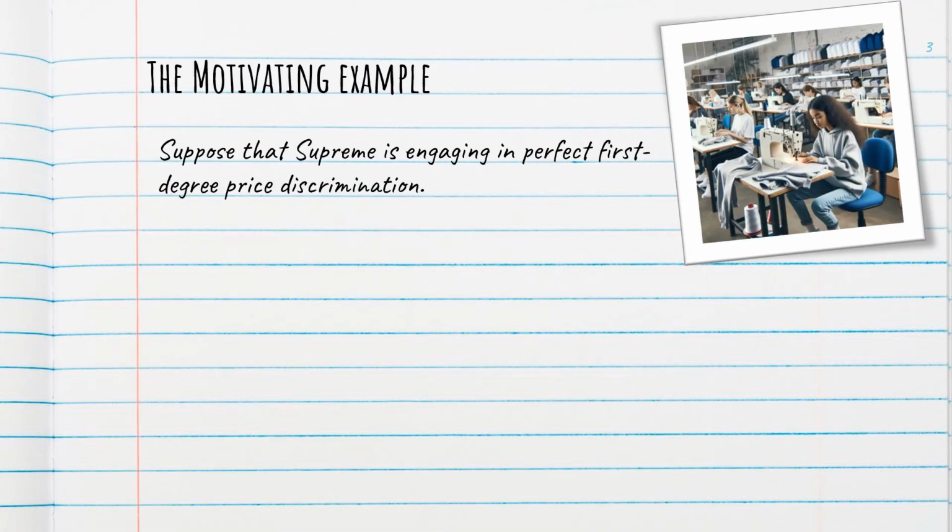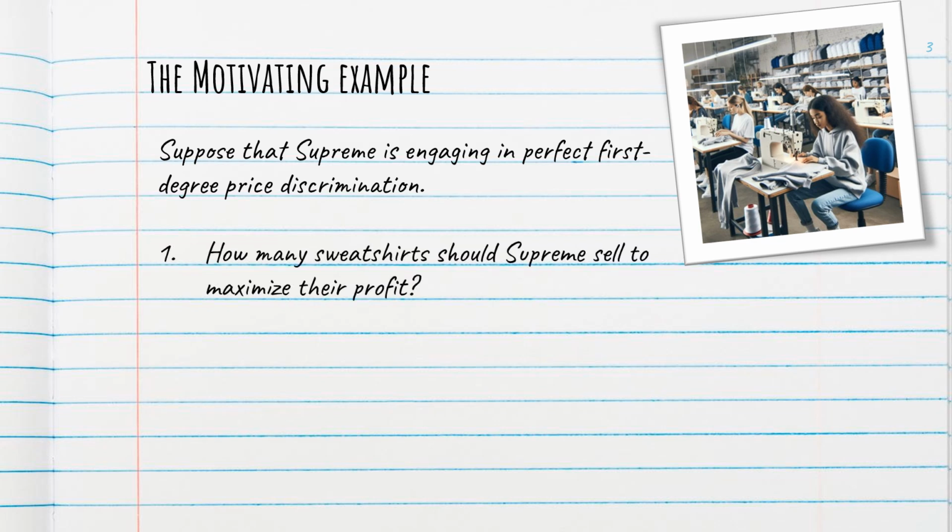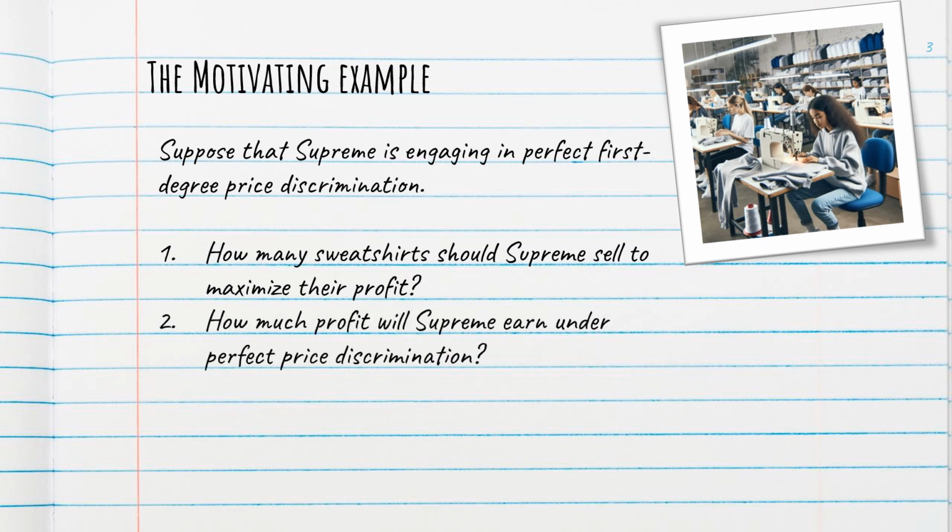Under this assumption that Supreme engages in perfect first-degree price discrimination, we're going to answer two questions. We're going to figure out how many sweatshirts they should sell in order to maximize their profit. So how many units do they sell? And then we're also going to determine how much profit they ultimately earn under this perfect price discrimination.